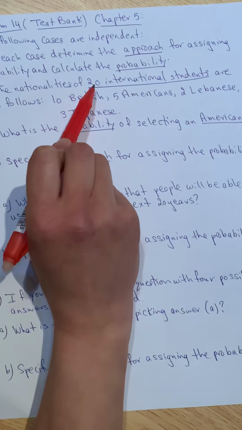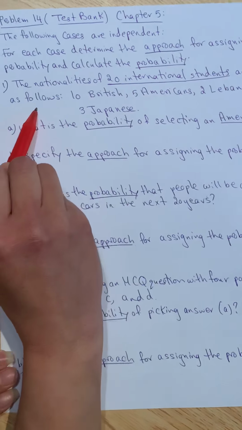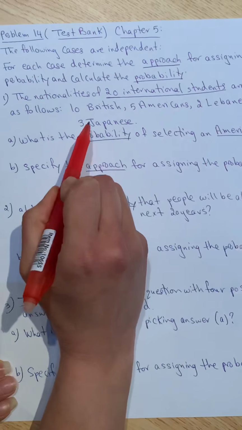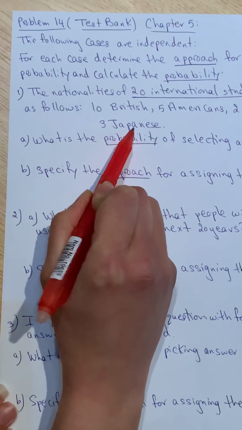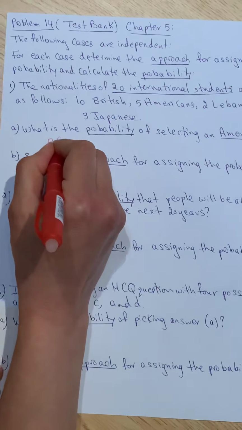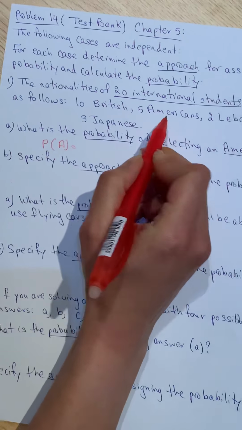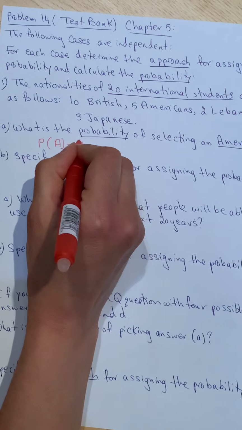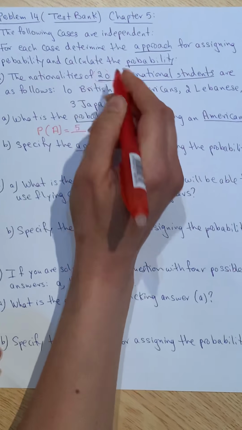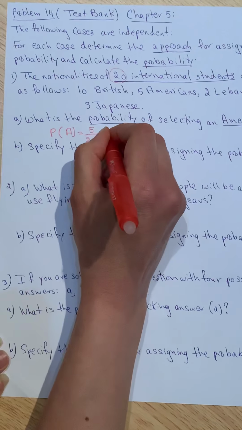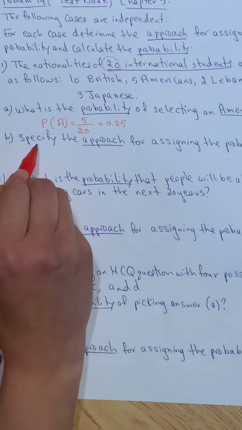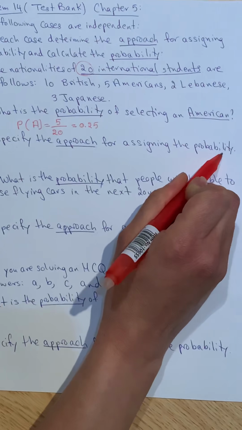The nationalities of 20 international students are as follows. You have 10 British, 5 Americans, 2 Lebanese, and 3 Japanese. I want to find the probability of selecting an American. So, what is the probability to select an American? As you can see from the given, you have 5 Americans out of the total number of international students, which is 20. Then it's 5 over 20, which is 0.25.